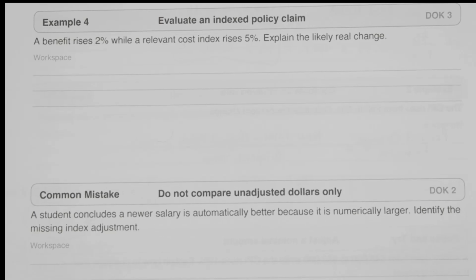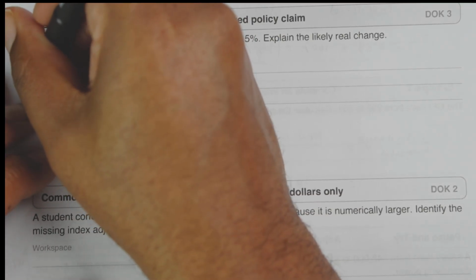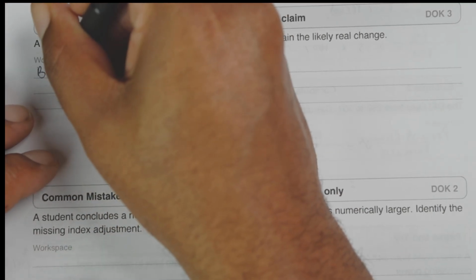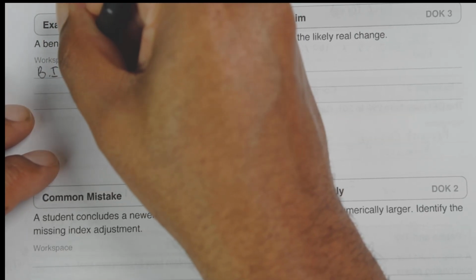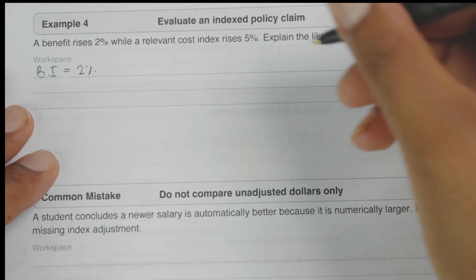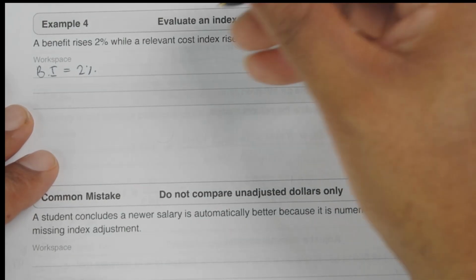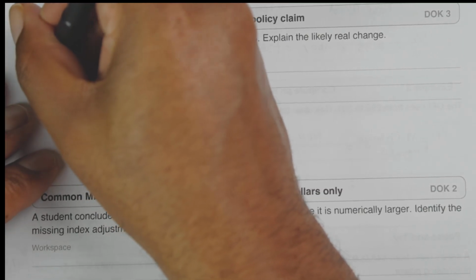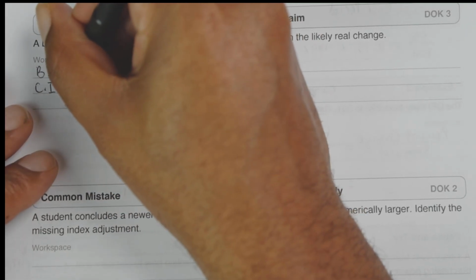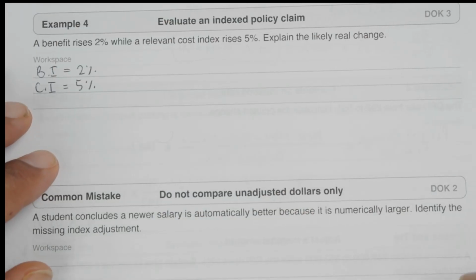Suppose a government benefit increases by 2%. That might sound like an improvement, right? But suppose the relevant cost index increased by 5%. So we have to compare the two. So the benefit increase, I'm going to call it the BI, went up 2%. And then the cost index rose, call that CI, went up 5%.